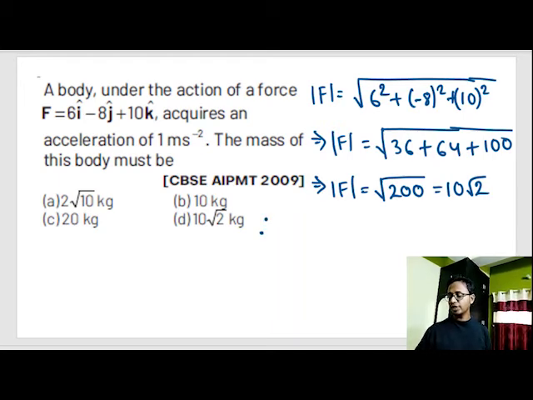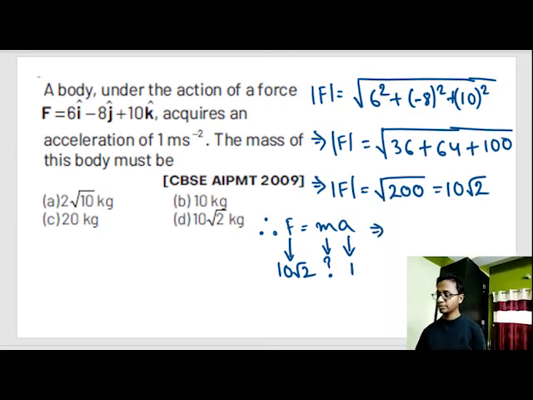So now we simply apply Newton's second law of motion. We know that force is equals to mass into acceleration. Force we obtained as 10 root 2. Mass, they have asked us in the question. Acceleration is given as 1 meter per second squared. So by substituting all these values into this equation, can I say mass is equals to 10 root 2 kg? So option number D is the correct option.